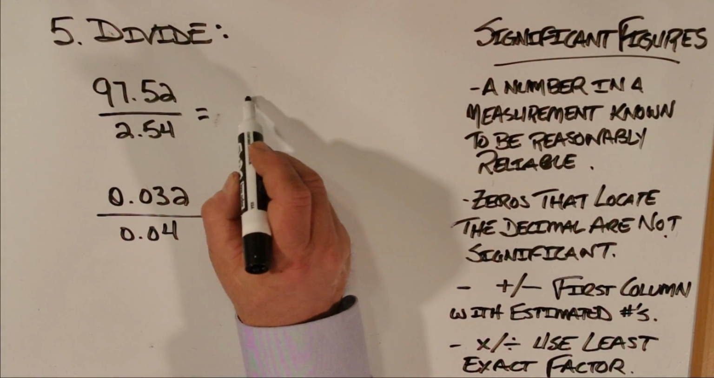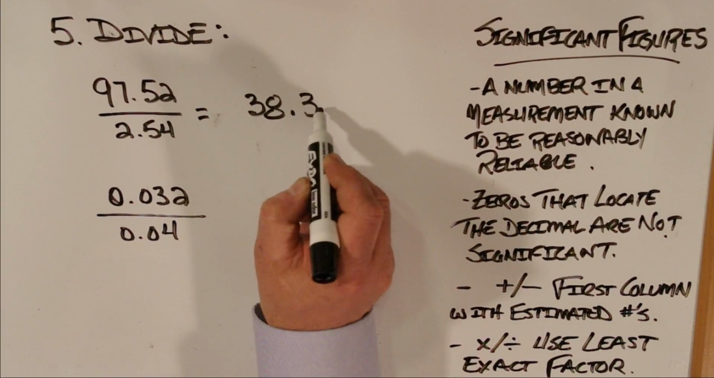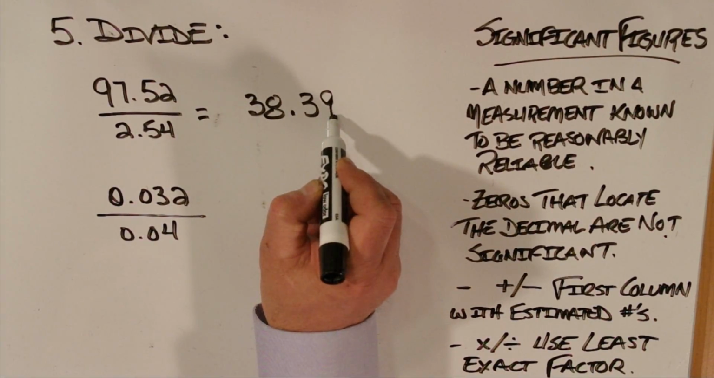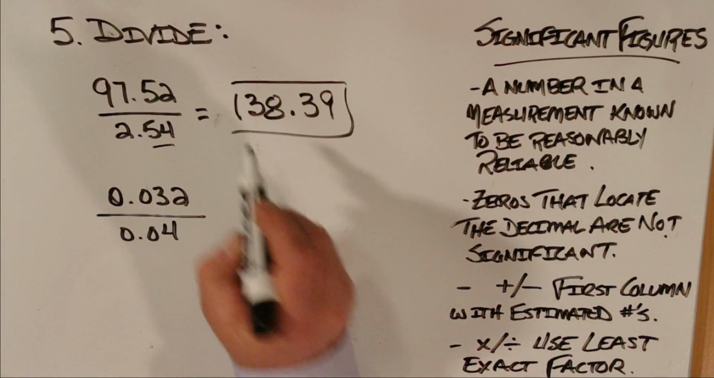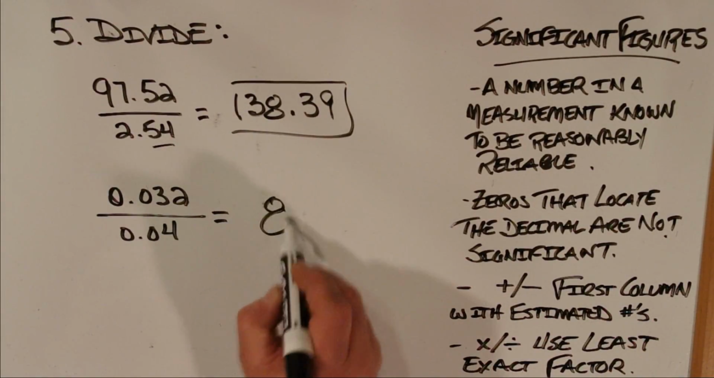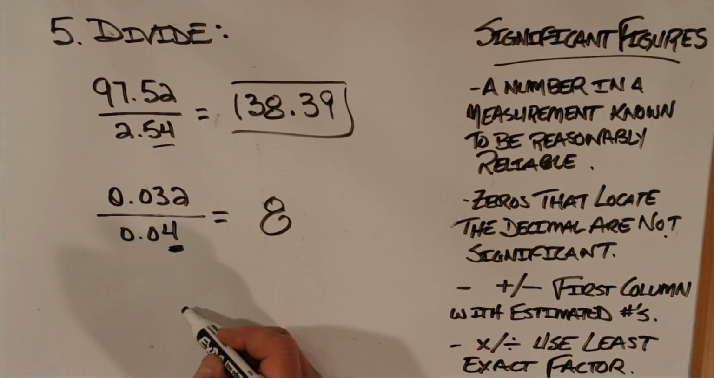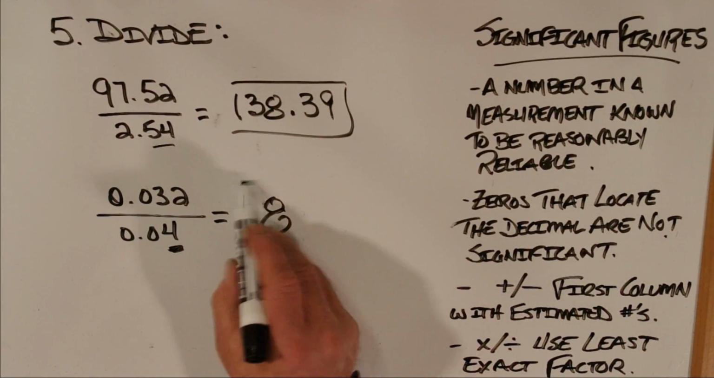Here, the least exact factor for both numbers is in the 100ths place. When we divide, we get 38.39, and that's the number that we'll use. Here, the least exact factor is in the tenths place, but there's one significant figure, and so that's what we'll use. We'll report that answer as 8.